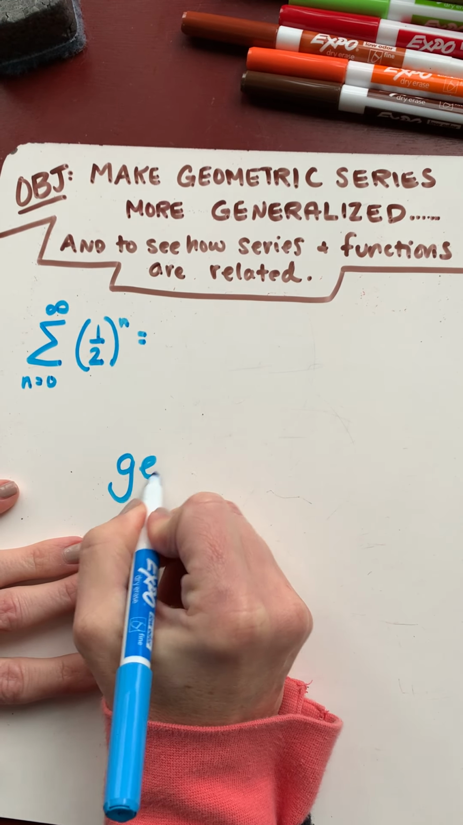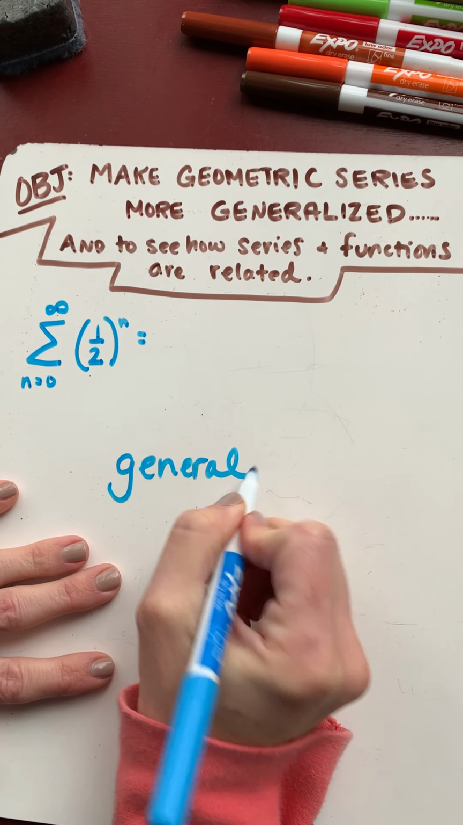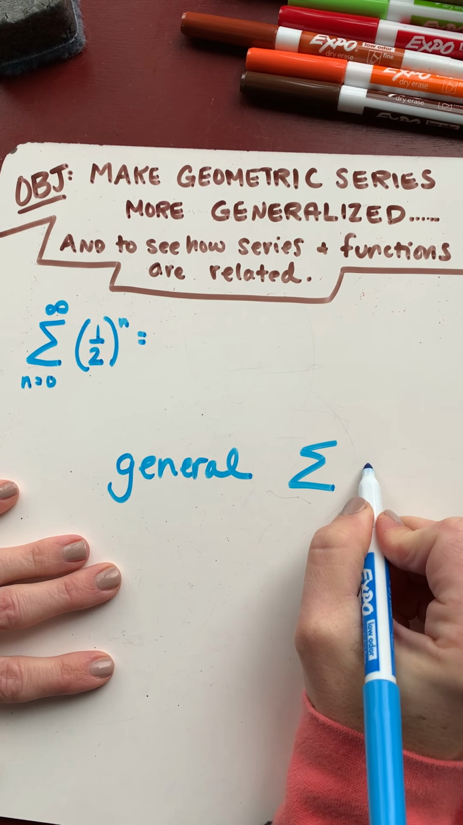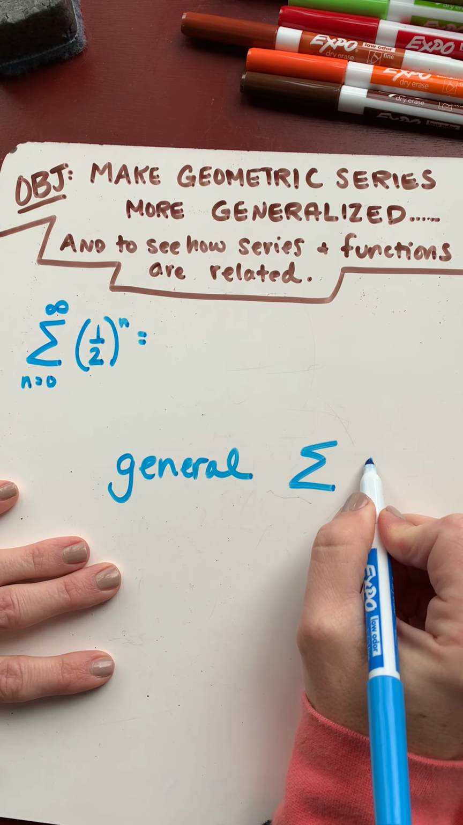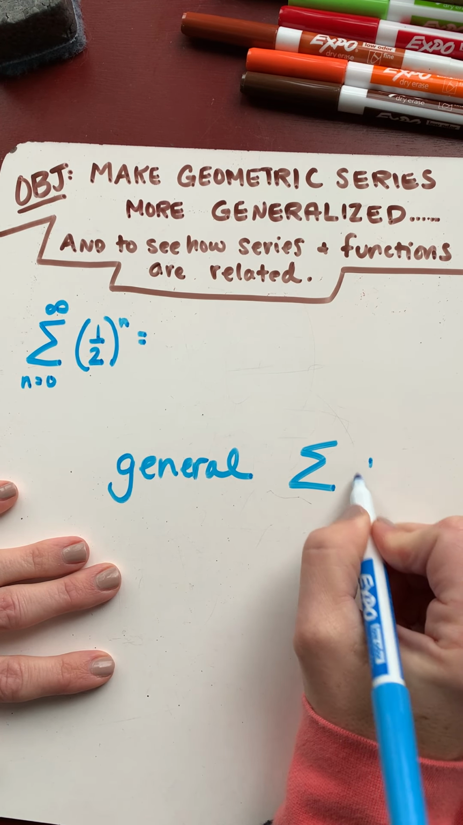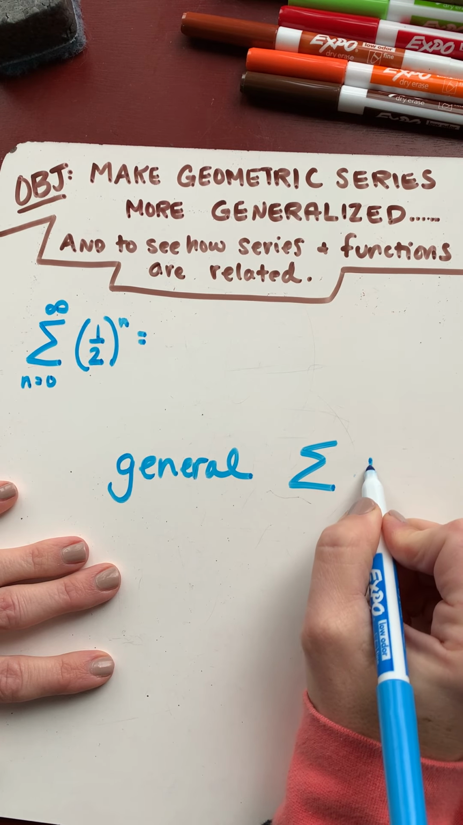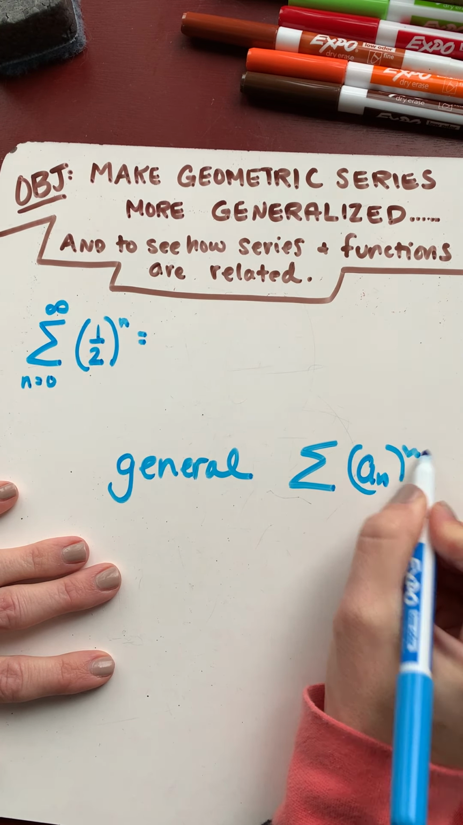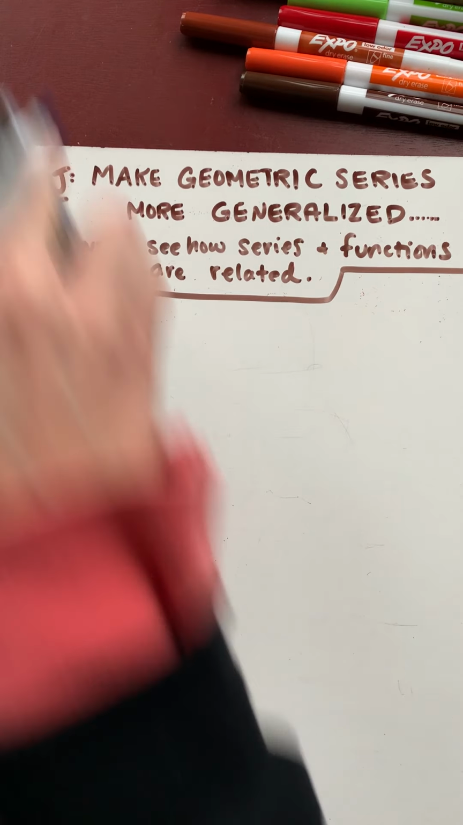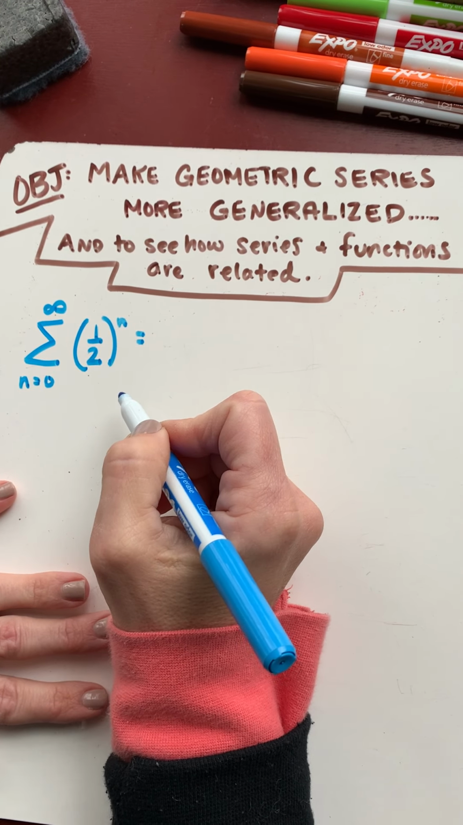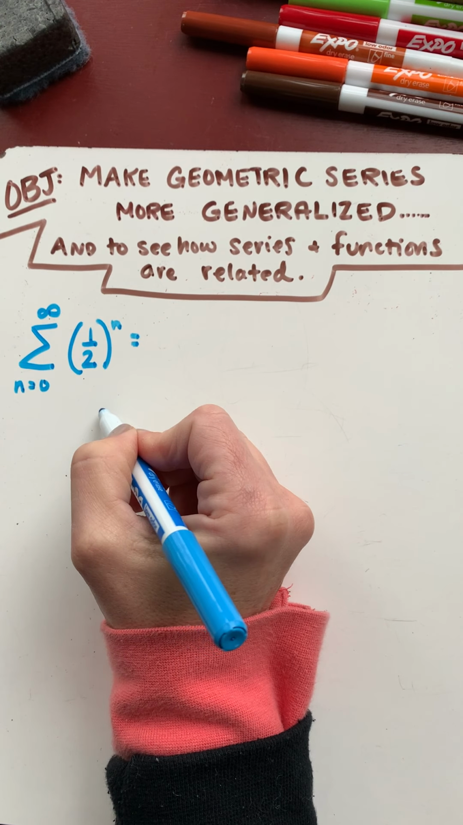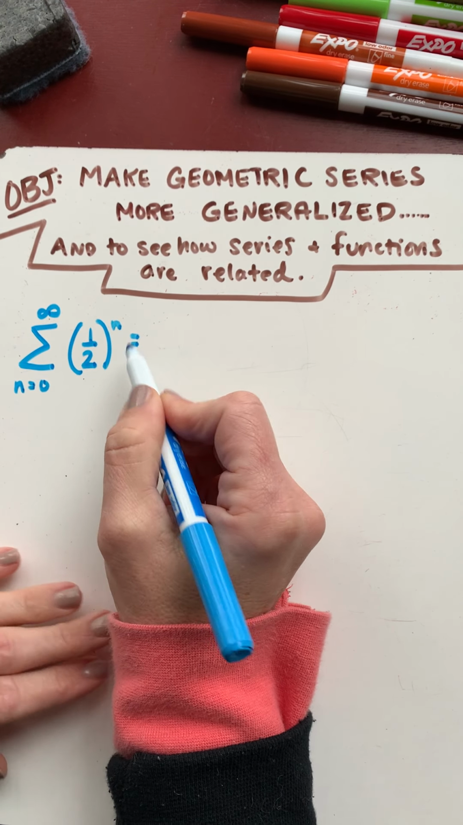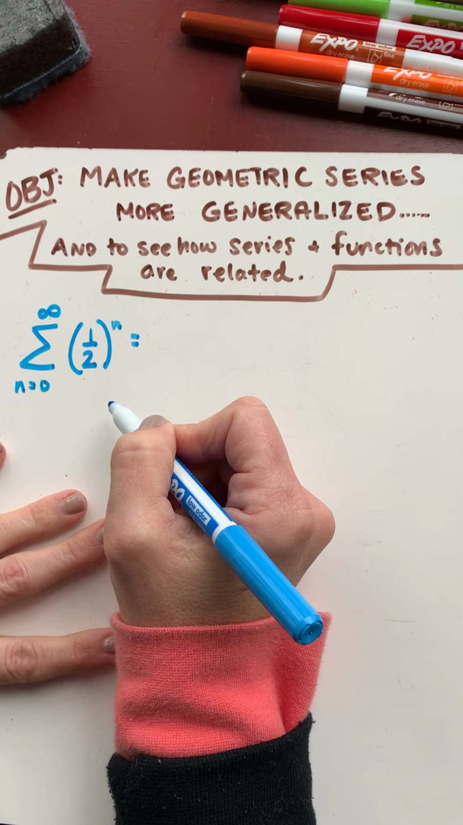A general form of a geometric series, maybe we'd see it as a to the n. I don't know, never mind. But when we see something raised to the power of n, we know it's going to be geometric. Now, if we were divided by n, that's different. But if we have a term raised to the n power, this is going to be geometric.